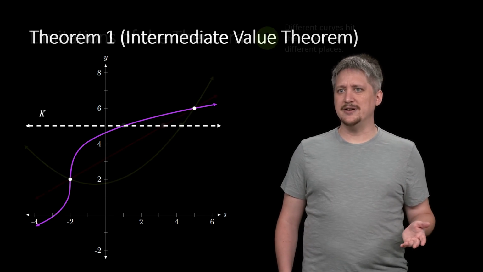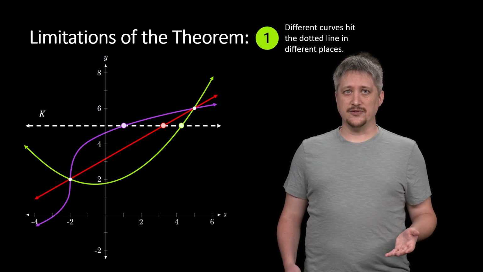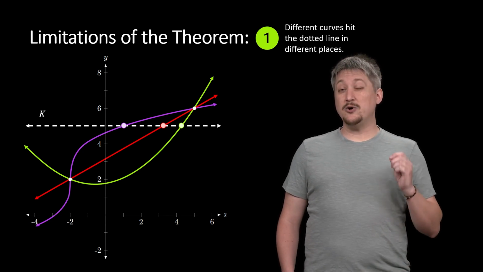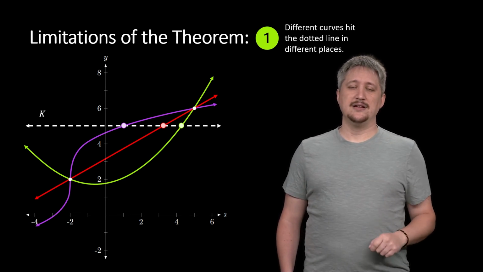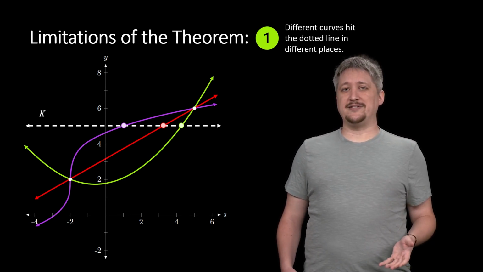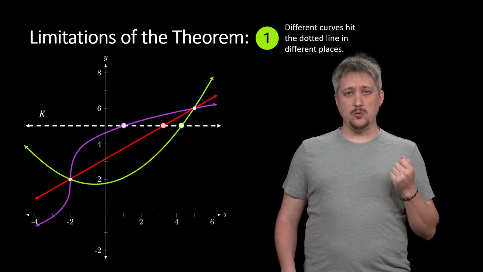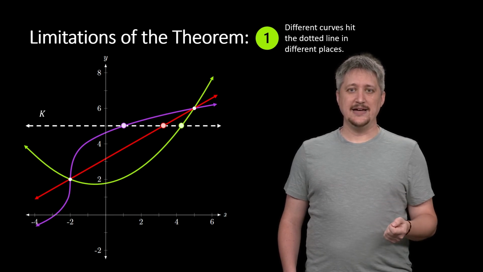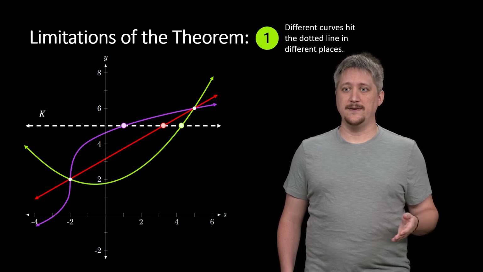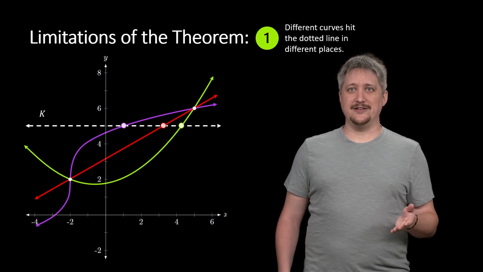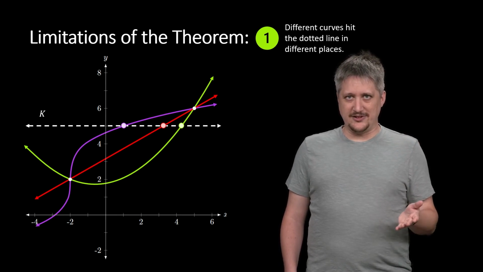But at the same time, it's also telling me that I could have different curves. I don't know what the curve looks like. So although I know I have to hit the line, because I can't go from one point to the other without hitting that line, I don't know where. And this is why it's an existence theorem. It's not telling me where I hit the line. It's not telling me what the x value is that gets me that k. It just tells me that it has to be somewhere between those 2 points, that a and b. So different curves are hitting the dotted line in different places, but each still has to hit it somewhere.